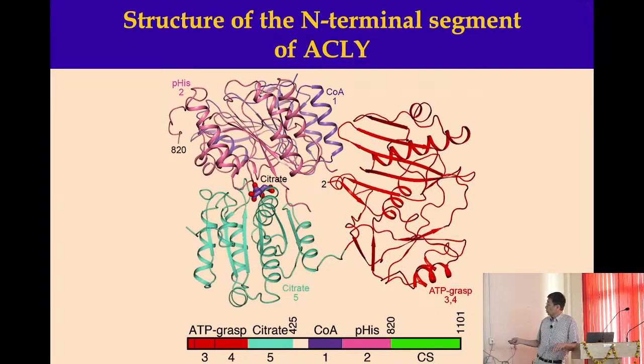Work in Maria Fraser's group a long time ago determined the structure of the N-terminal 820 residues of human ACLY. That's from 820, right here. They did this by proteolysis of full-length ACLY, which gave them crystals. Full-length doesn't crystallize very well, so they couldn't work on it. You can see all the domains here: the ATP-grasp domain right here, the citrate domain, where they even have a citrate bound, the CoA domain in the back, and the histidine domain in the front in pink. So all 4 domains are in that structure.